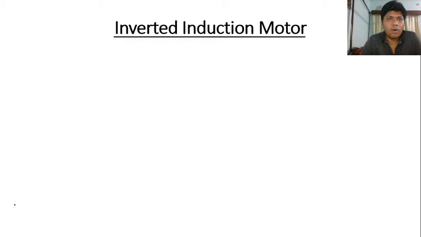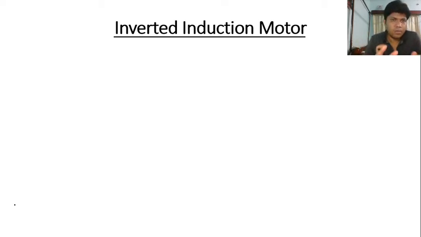In a normal induction motor, we generally supply the three-phase AC voltage on the stator side, and there we short circuit the rotor terminals through the external resistance R. That is called a normal induction motor. But today we will discuss the inverted induction motor and how it operates. This is the reverse process of the normal induction motor.